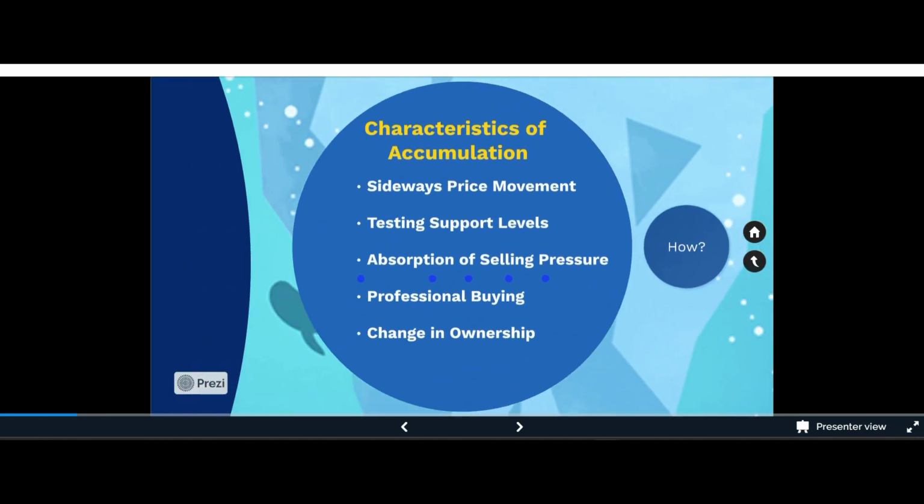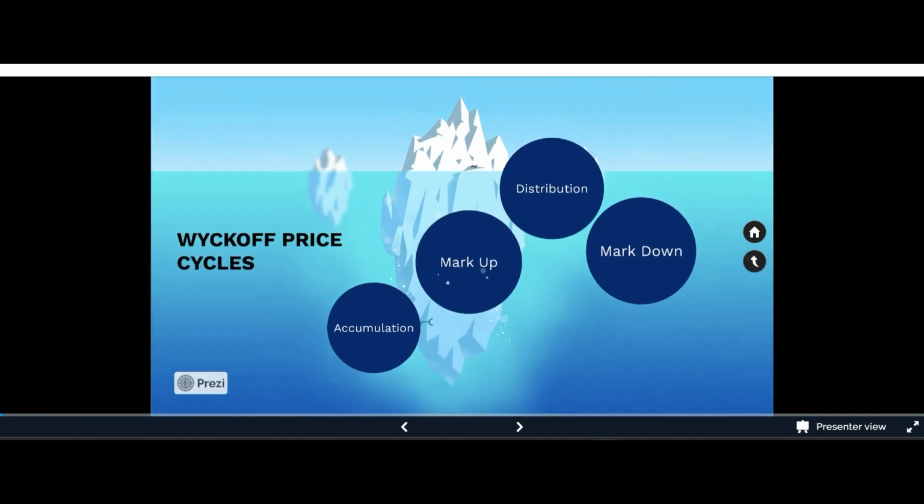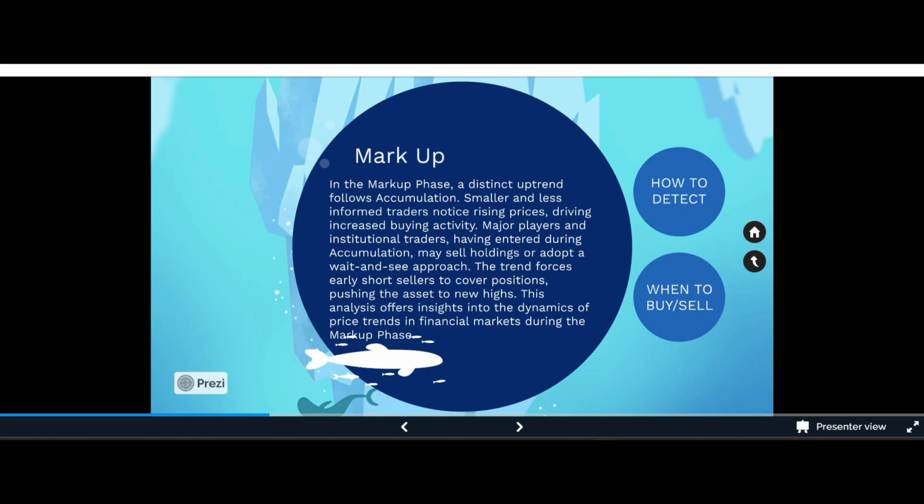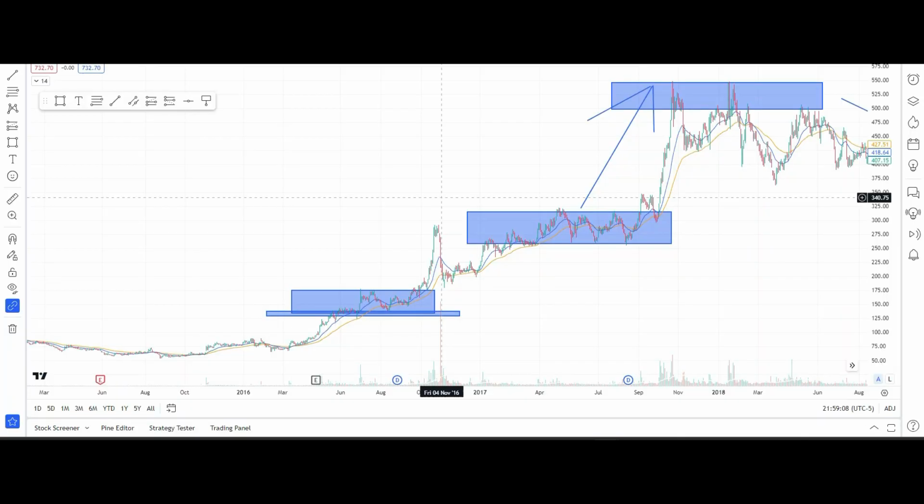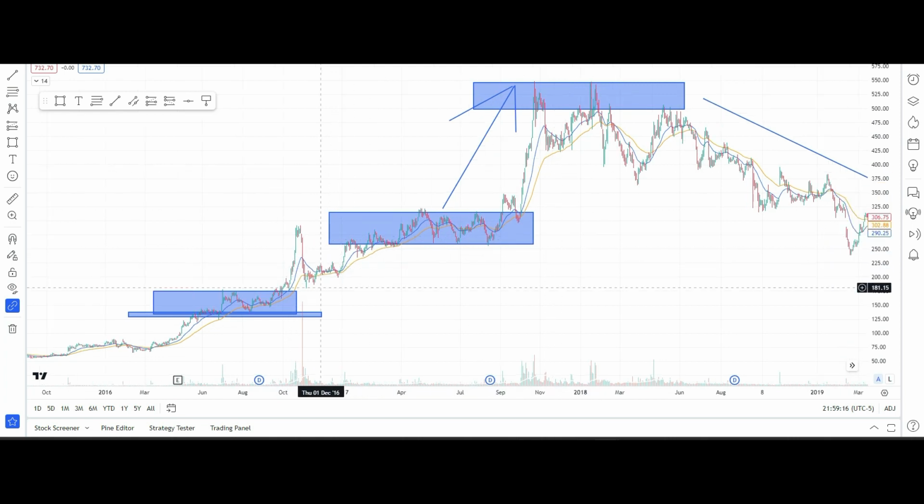Now, what happens after they do accumulation? They actually spike it up in most cases. That is called the markup phase, which is the second phase. This is where the stock goes up. This was a sudden spike, but when it came down, there was so much accumulation seen again because it tested.